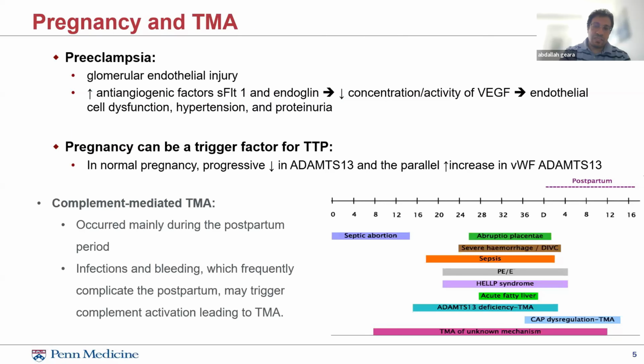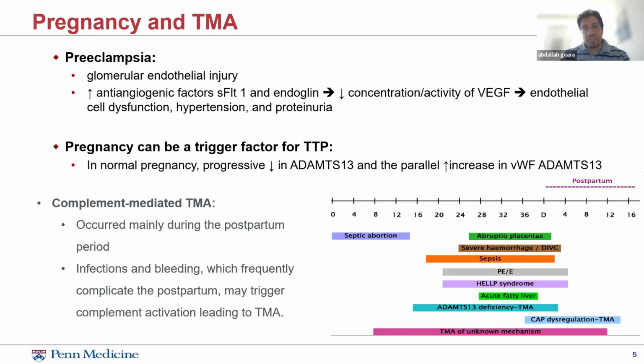When we look at preeclampsia in the setting of pregnancy, we're thinking about a TMA process, because preeclampsia is a TMA process. With pregnancy and TMA, we have different pathologies that can present as TMA. We have preeclampsia, which is the most common, where we have glomerular endothelial injury. The mechanism is due to an increase of soluble FLT1 and endoglin, mainly an ischemia of the placenta, leading to decreased VEGF concentration at the level of the endothelial cells and endothelial dysfunction that presents with hypertension and proteinuria, and usually it's self-limited after delivery.